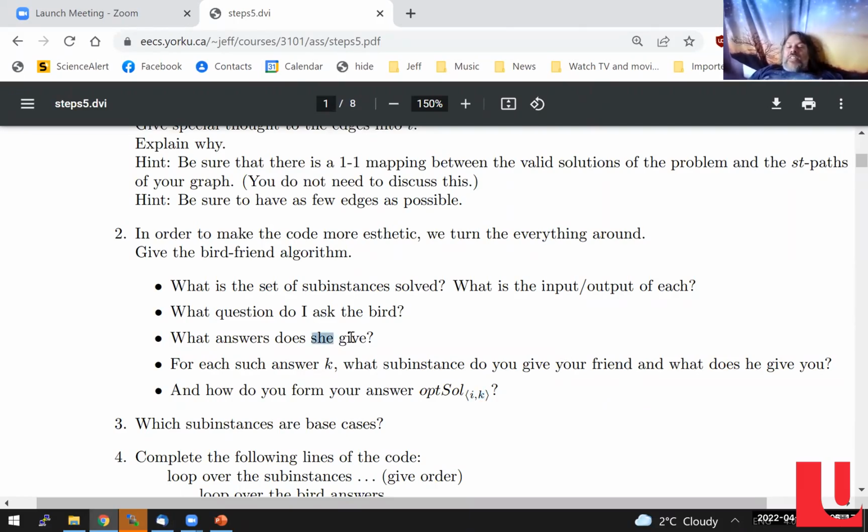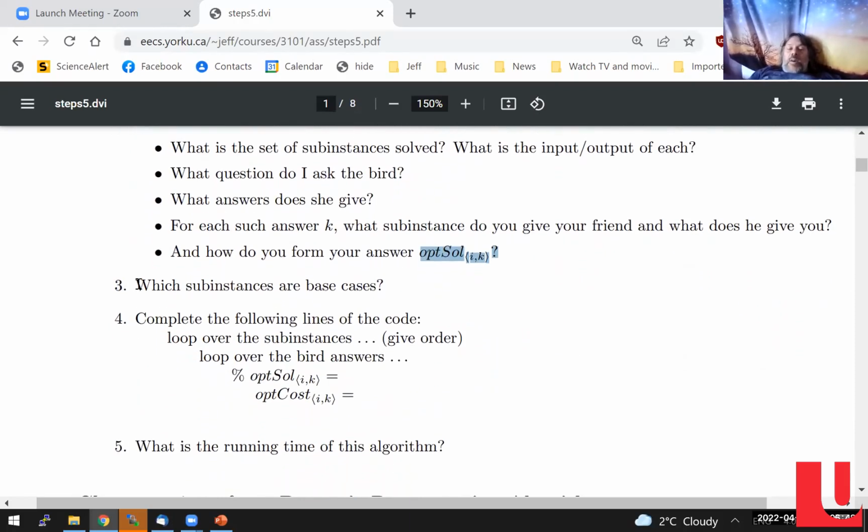If on the other hand she says yes, then what do I give my friend? I give the volume minus the volume of object I, and only I minus 1 objects. And then what is my answer? It's the same answer as my friend plus object I. Does that make sense? Yeah.